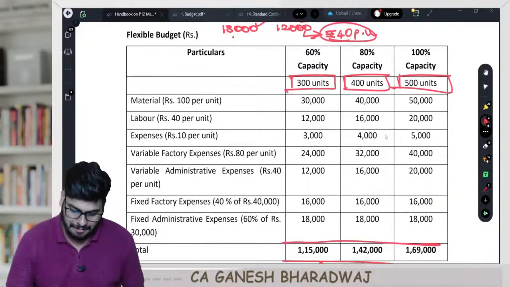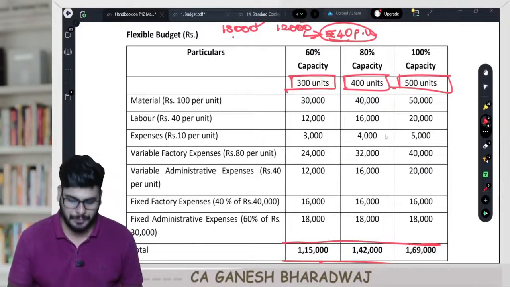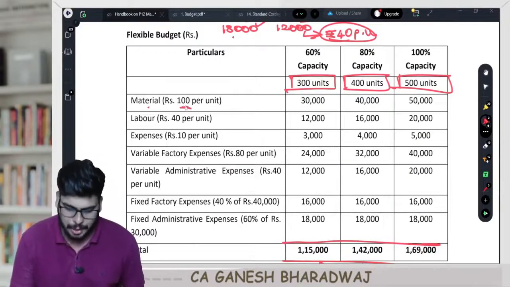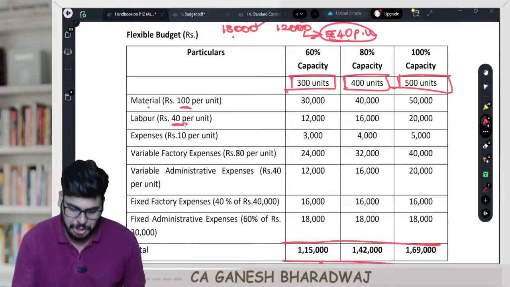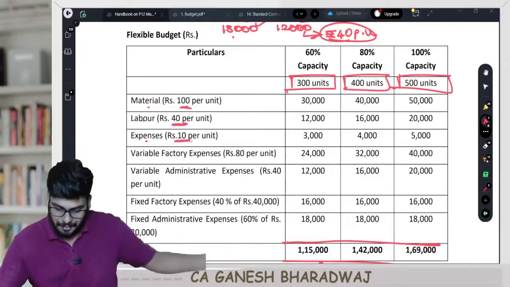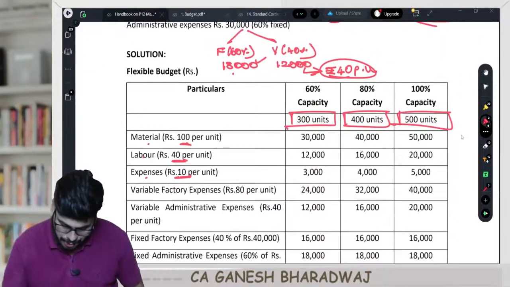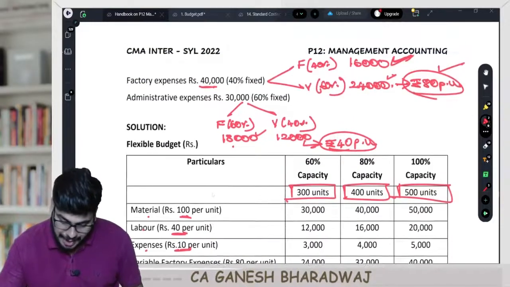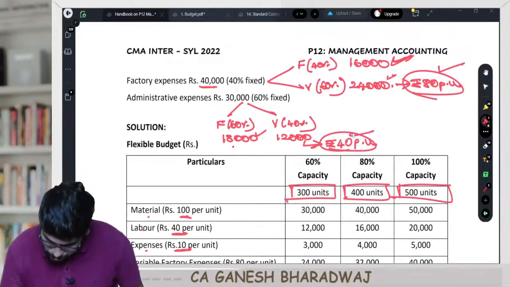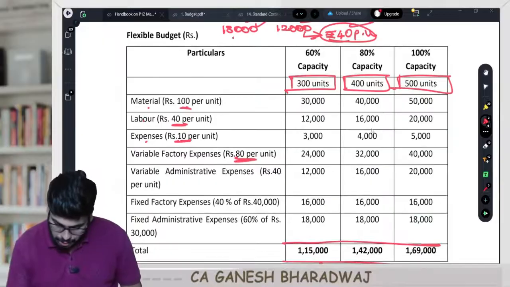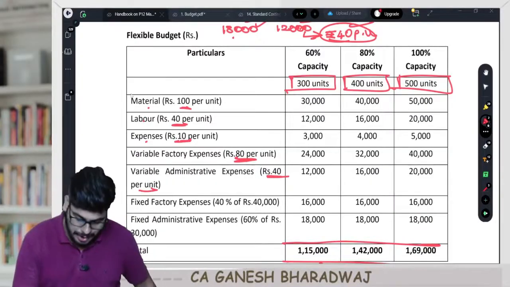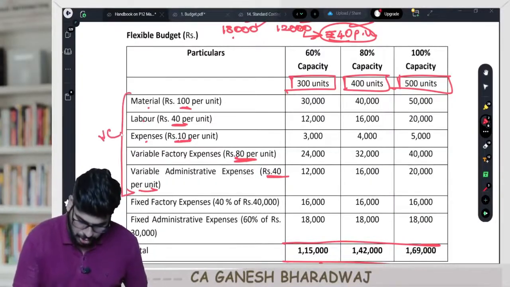So now they have listed out the components of cost. Material costs, 100 rupees per unit, labor cost, 40 rupees per unit, expenses, 10 rupees per unit. Now variable factory expenses, the variable component, 80 rupees per unit, they have mentioned it here. Similarly, the variable admin expenses are going to be 40 rupees per unit. So these are all the variable cost components.